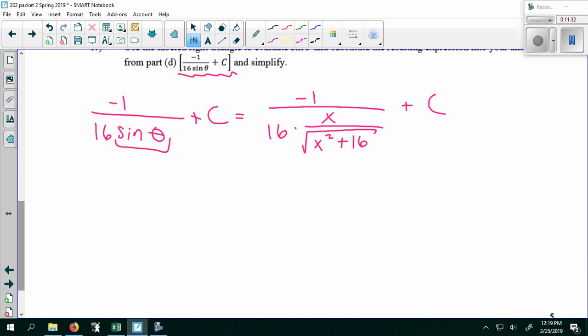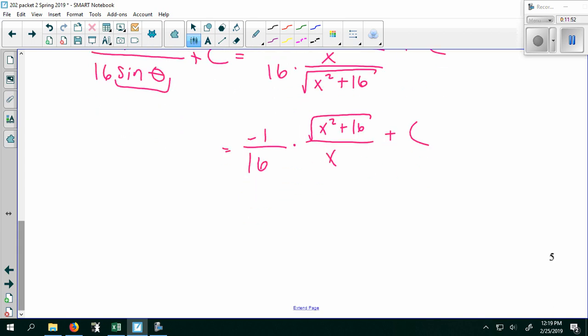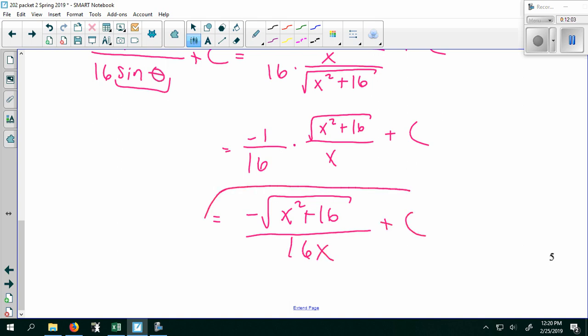And that's pretty decent, but I can simplify this a little bit. This is -1 over 16. And then instead of dividing by x over the radical x squared plus 16, multiply by its reciprocal. And I get negative radical x squared plus 16 over 16x plus c.